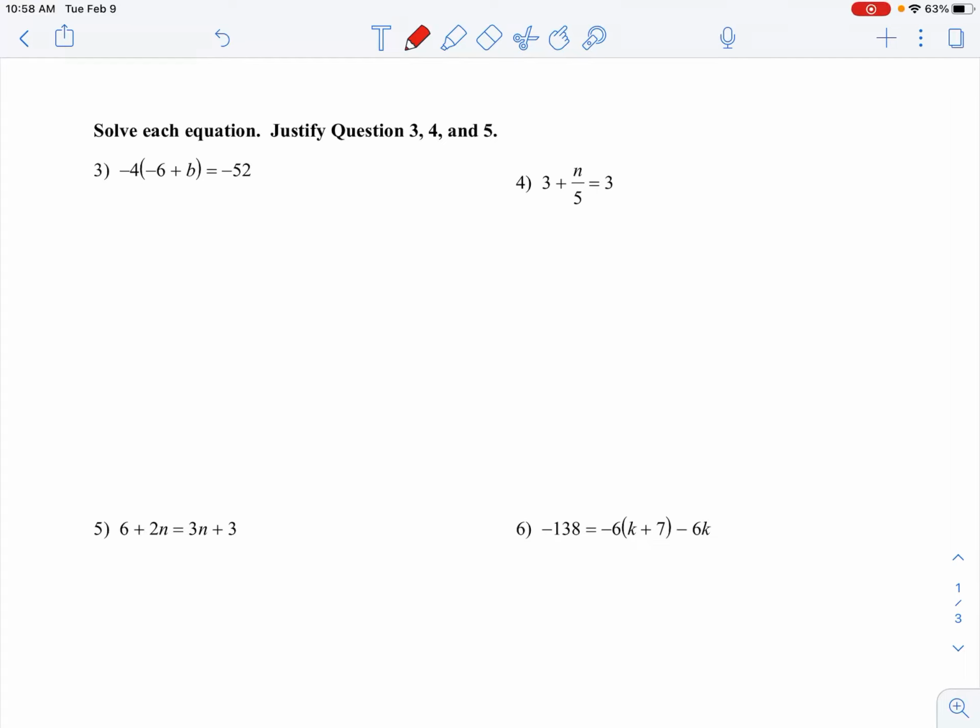All right, number 3, they asked us to justify it. So let's go ahead and get our statement and reason column set up. Okay, that's always going to be given. I got given an equation to solve out for.